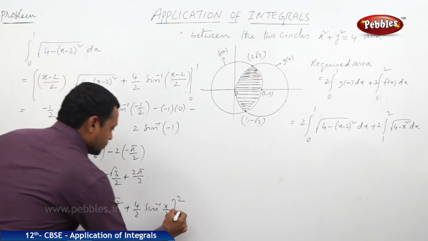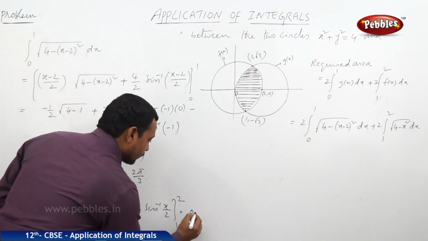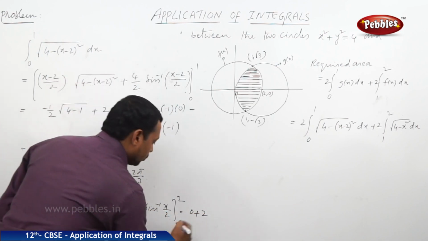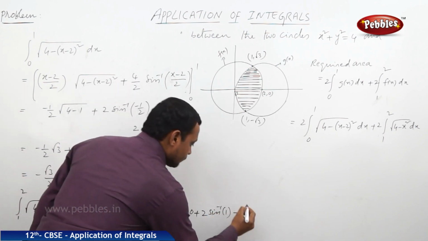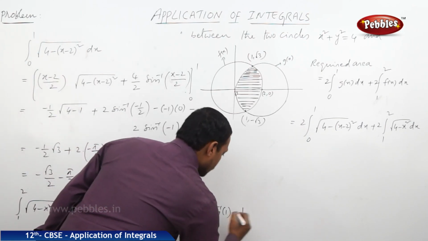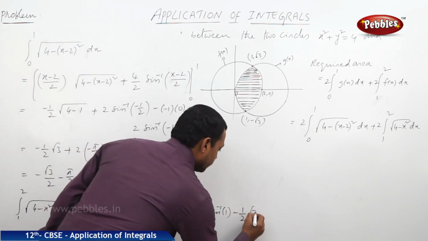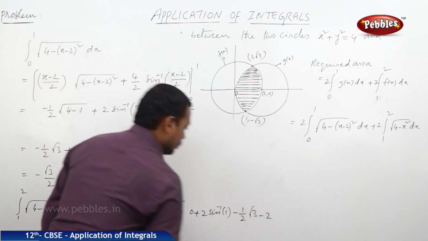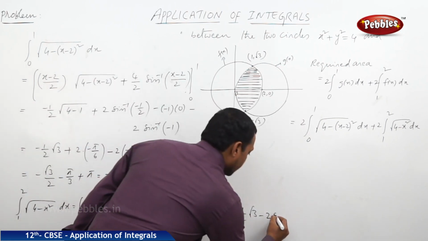Now, when we substitute the upper limit first, it is 2 by 2 into root of 4 minus 4, 0, plus 4 by 2 is equal to 2 into sine inverse of 2 by 2, sine inverse 1, minus, now substituting the lower limit, 1 by 2 into root of 4 minus 1, 4 minus 1 is equal to root 3. Now minus 4 by 2, 2 into sine inverse of 1 by 2.